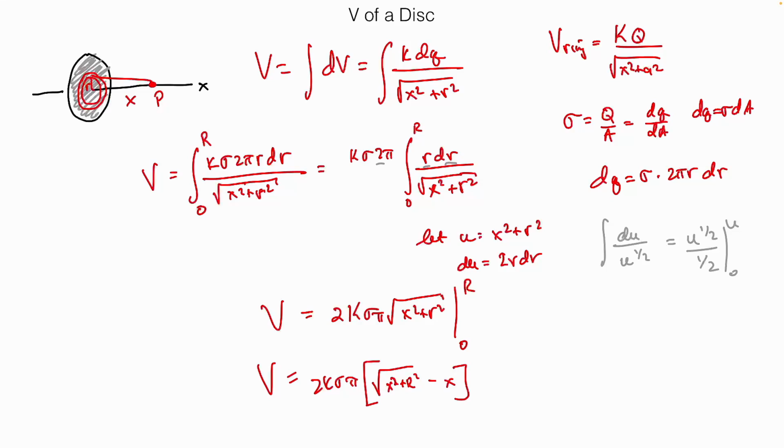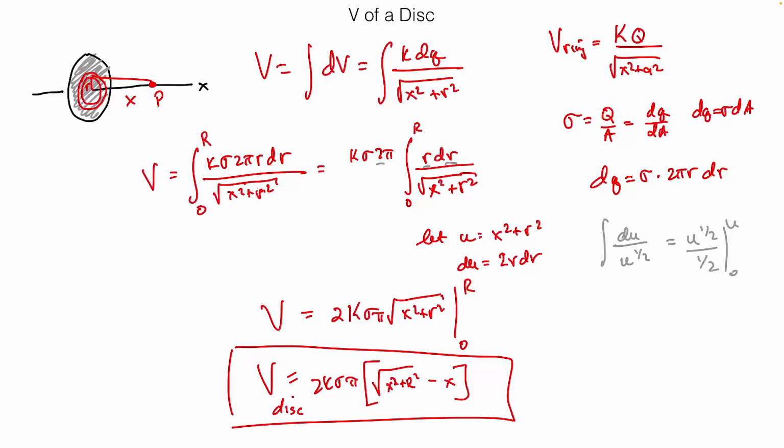So there is the potential of a disk. If you want to know the potential of a disk, anywhere on a line that's directly through its center, we're good to go.